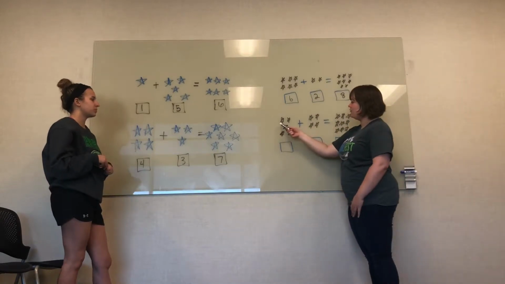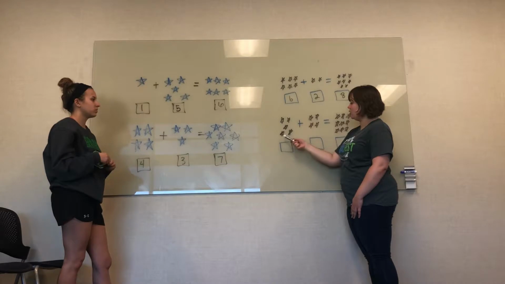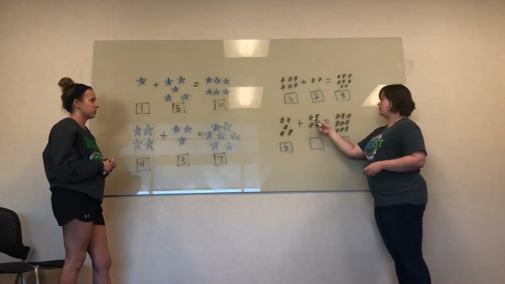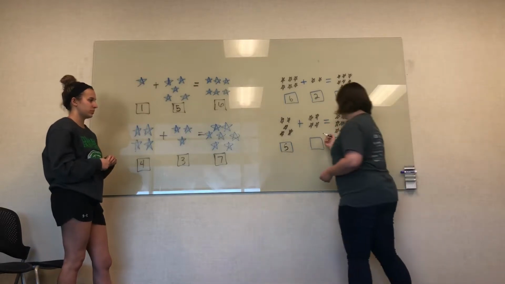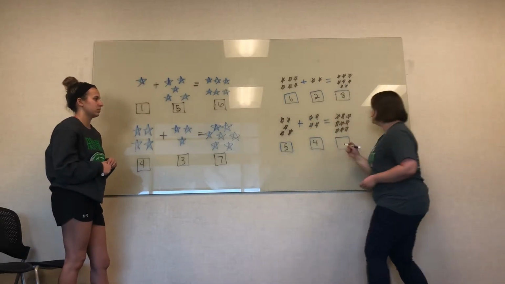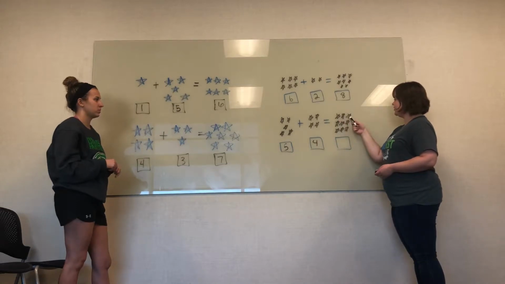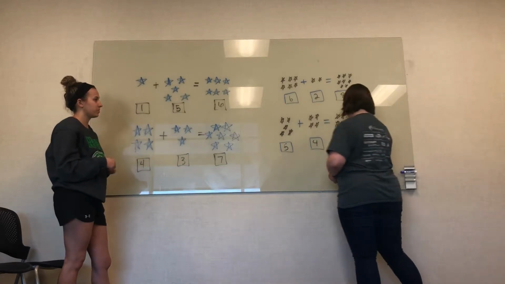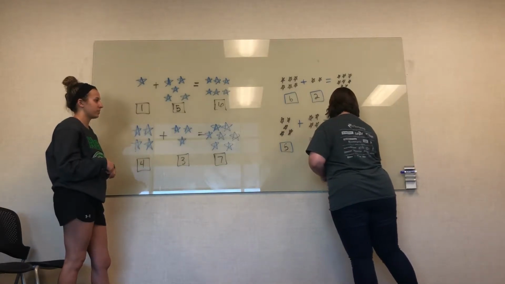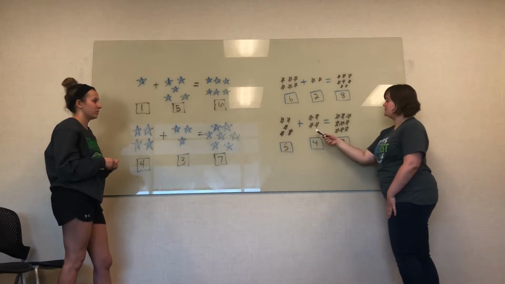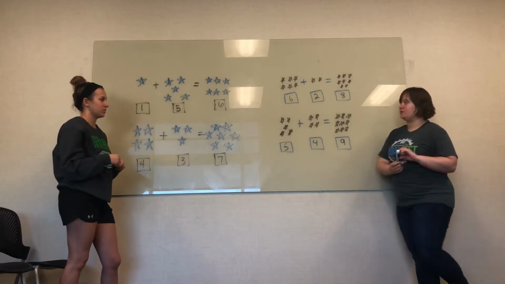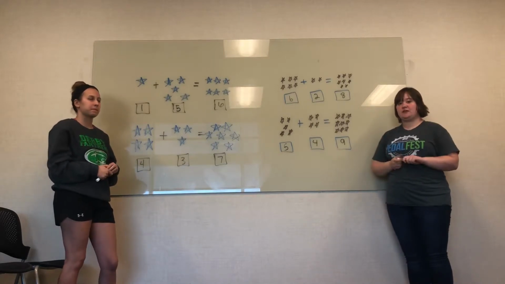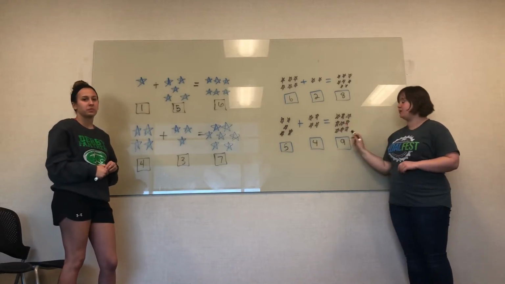And in this one, we have 1, 2, 3, 4, 5 stars. 1, 2, 3, 4 stars. 1, 2, 3, 4, 5, 6, 7, 8, 9 stars. And so we know that 5 plus 4 equals 9. So in this problem, we used our previous knowledge of knowing how to count to figure out how many stars were the solution of the problem.